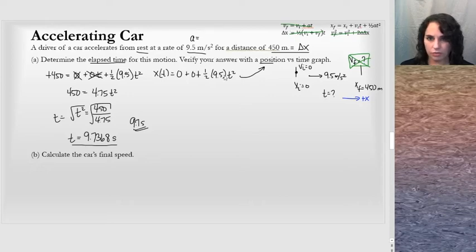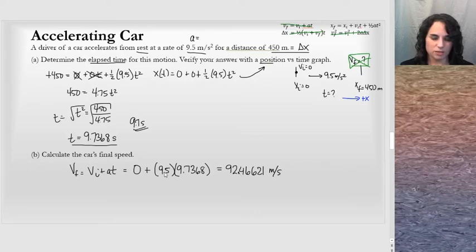Let's see. V final. I'll take the easiest one, it looks like. V final equals V initial plus AT. The initial velocity was 0. The acceleration was 9.5. The time was 9.7368 I got. Super easy. Plug that through. When you plug that through, you get 92.46621 meters per second. That's right.